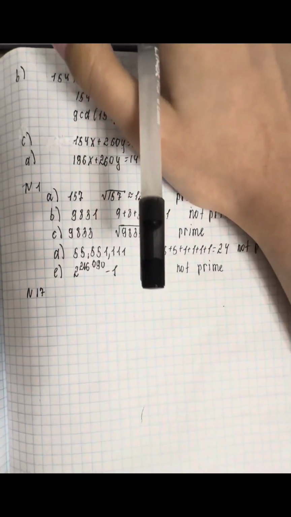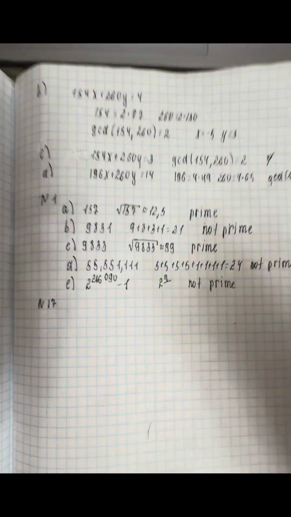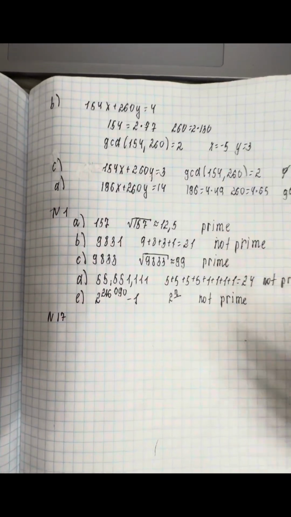Next problem, 17, and part A, describe those natural numbers n for which tau of n equals 2.